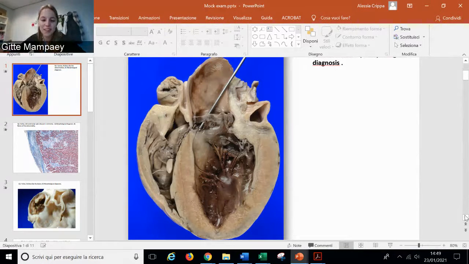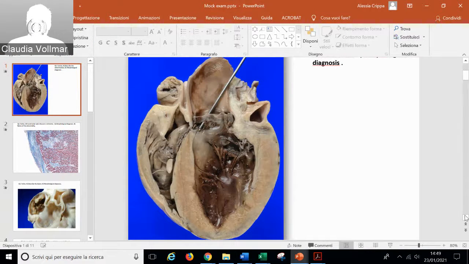Hello. Hello, perfect. So what about your experience for this picture? Well, I had a bit of the same problem, I think. I also saw kind of a lesion on the aortic cusps, but I didn't write it down as endocarditis, to be honest.